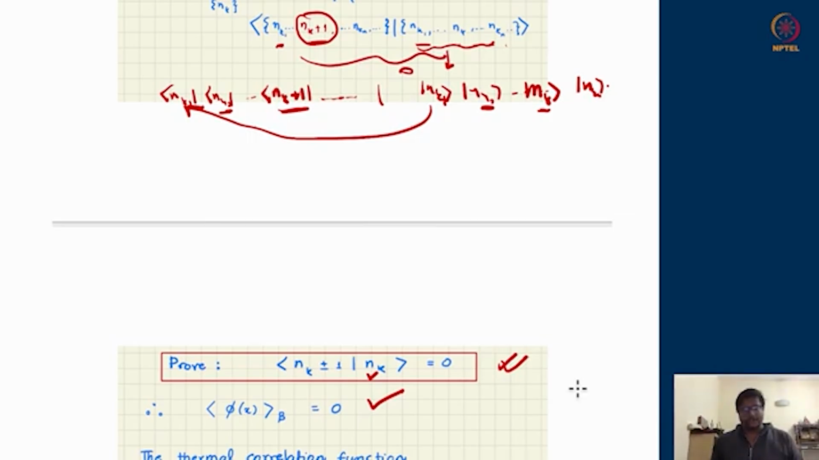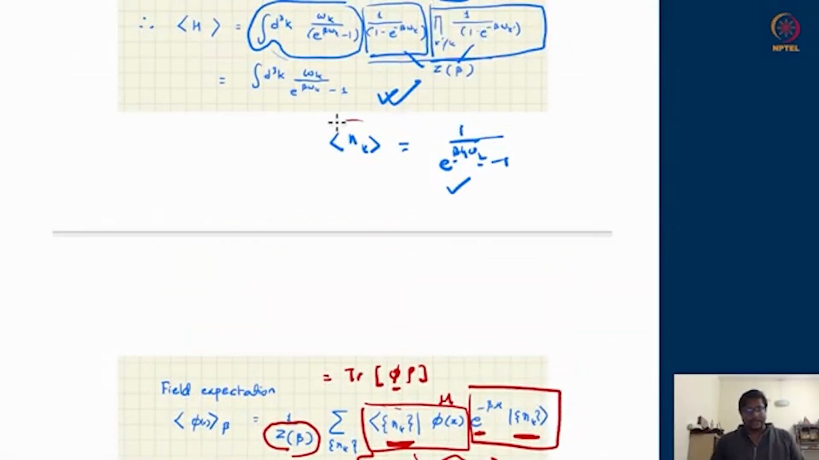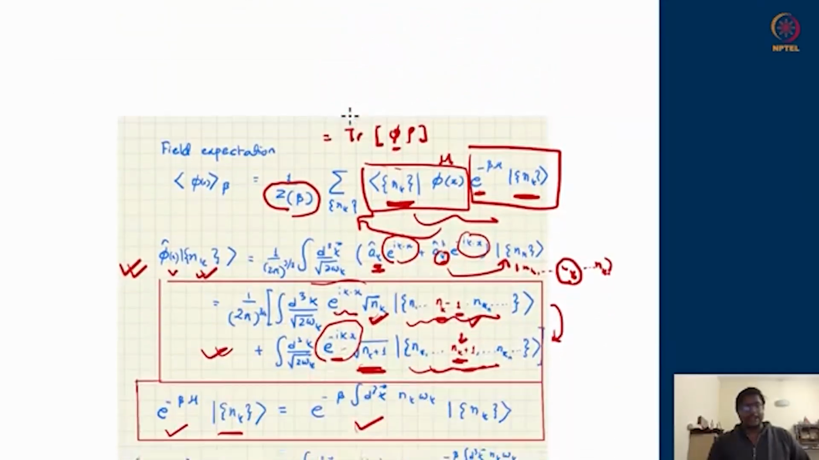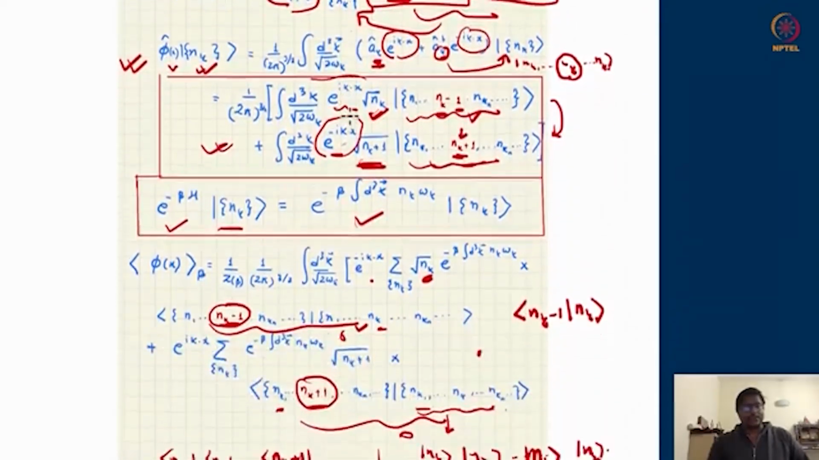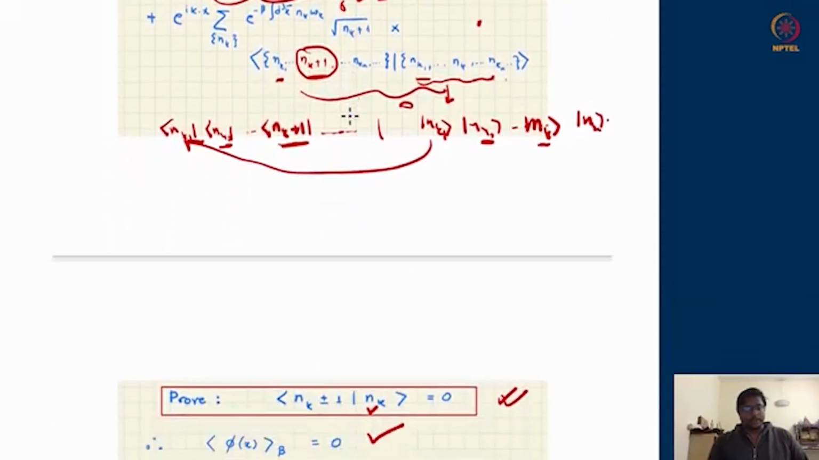But we know this is not an empty state because it is filled with particles. And how many? These many particles. The number expectation we have just written, these many particles in the kth mode. The distribution is such that ultimately when we obtain the field expectation, it sums up to 0. But that does not make it an empty field.